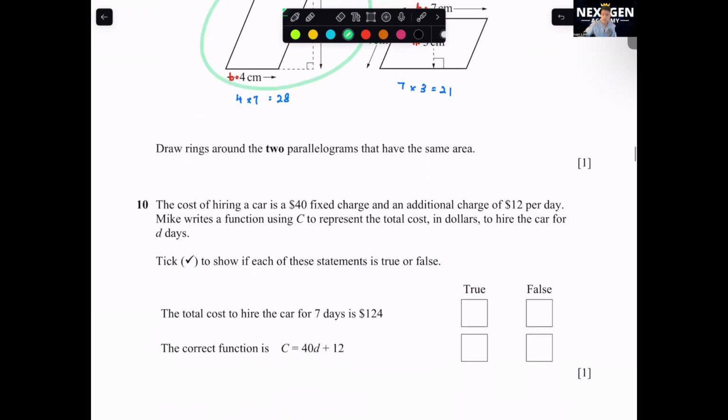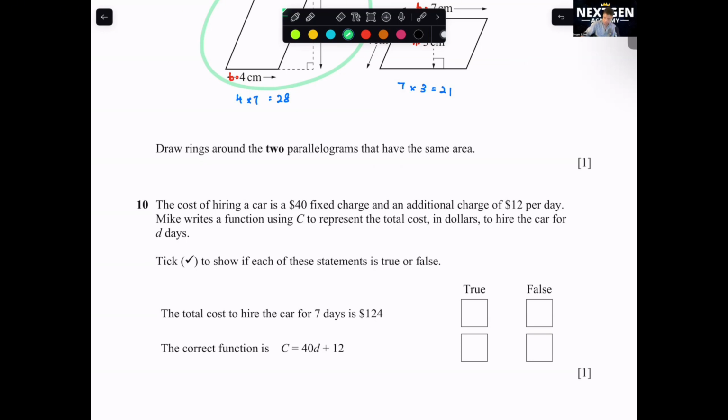Okay, the next one, question 10. The cost of hiring a car is a $40 fixed charge and an additional charge of $12 per day. Mike writes a function using C to represent the total cost in dollars to hire the car for D days. Tick to show if each of these statements is true or false. Number 1, the total cost to hire the car for 7 days is $124.